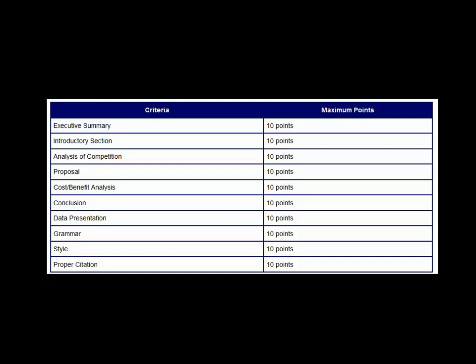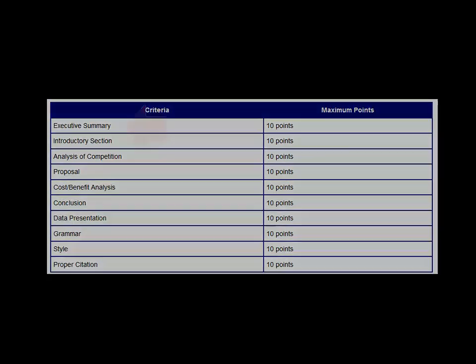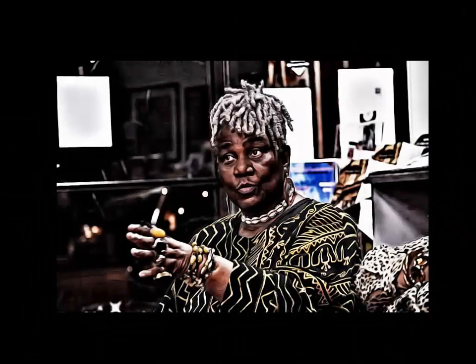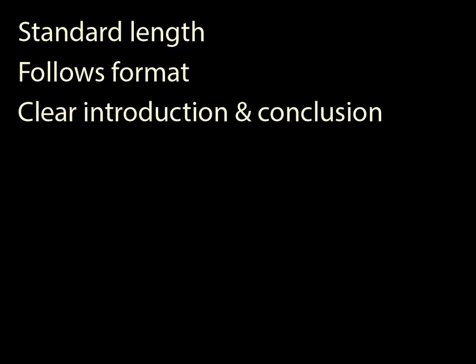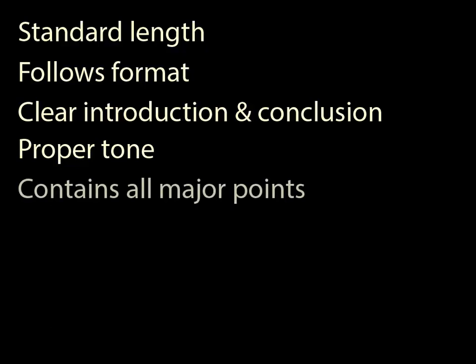She's not yet specified exactly what she's looking for. What makes a stellar executive summary worth a full 10 points? What's worth only 5? She starts thinking about the executive summary and she comes up with 5 requirements for the rubric. Meets the established length criteria for executive summaries. Follows the general format of the longer proposal. Has a clearly defined introduction and conclusion with transitions between paragraphs. Uses a tone appropriate for business executives without use of business jargon. Contains all the major points of the proposal.